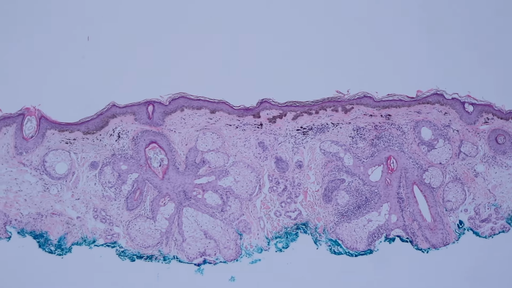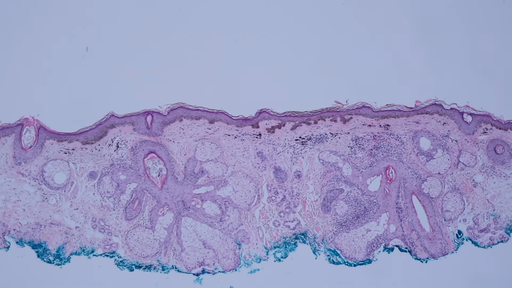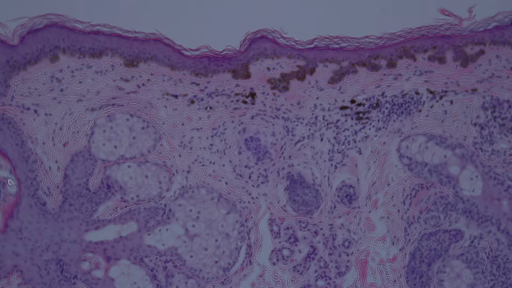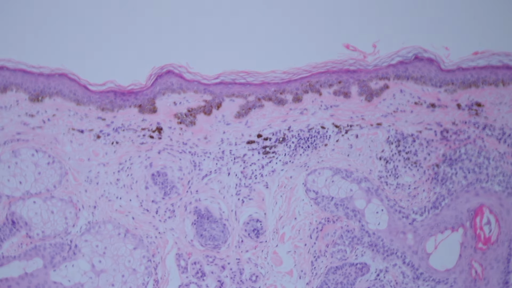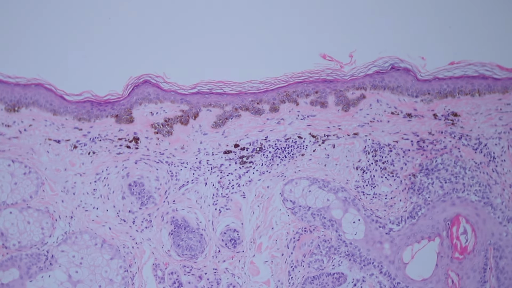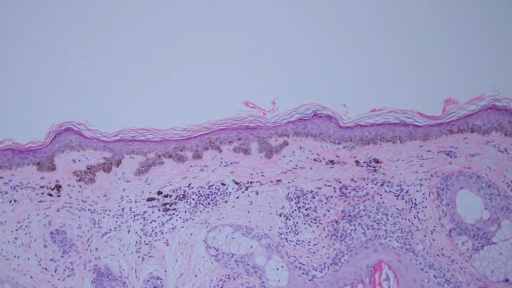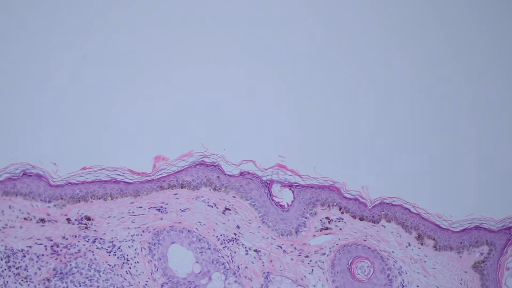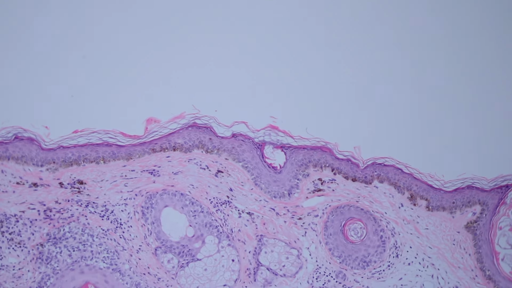So what we see in this case, there's a lot of pigment, right? Well, solar lentigo would look like that too. It can have elongated rete ridges that are hyperpigmented. So when you see these, it's important to look a little more closely. If you see nests or a significant number of atypical melanocytes, you should be very worried about the possibility of melanoma in situ, okay, Lentigo maligna.